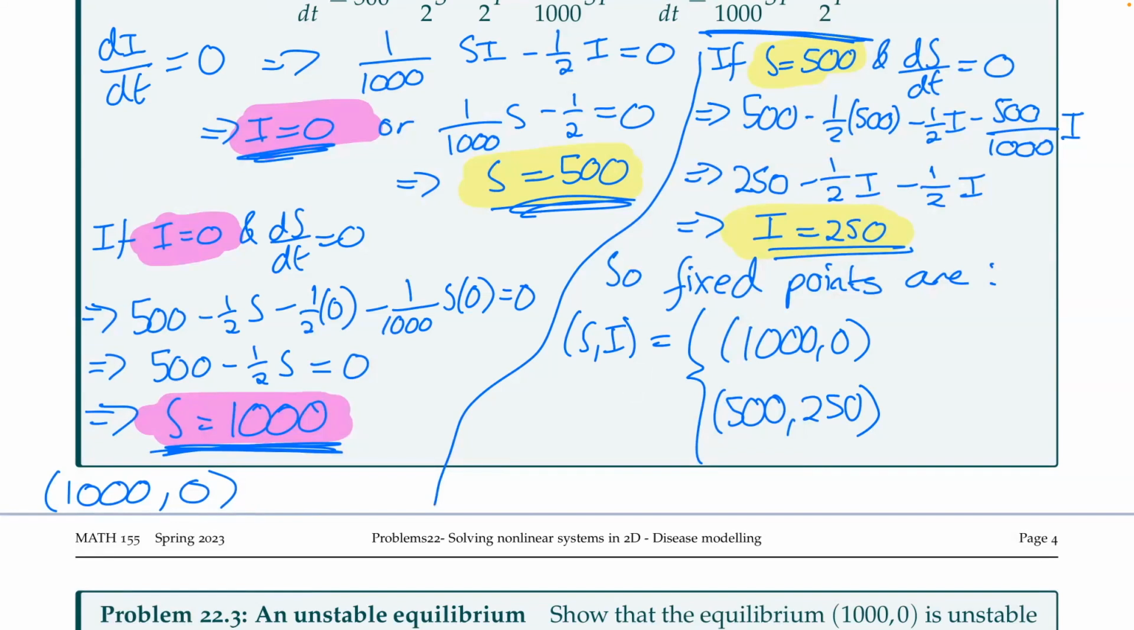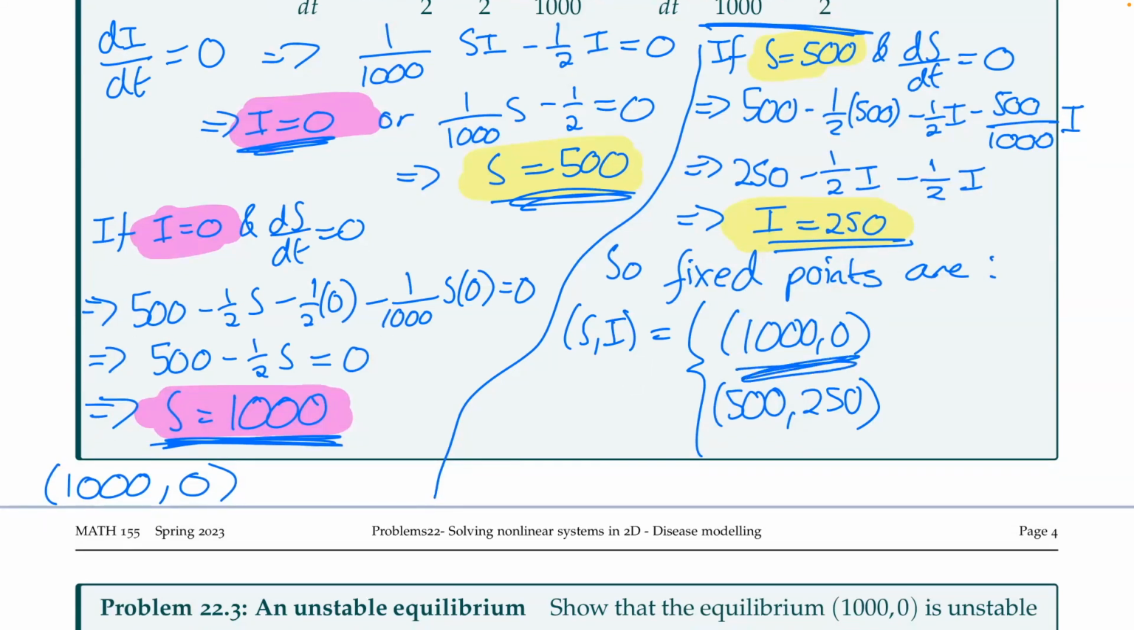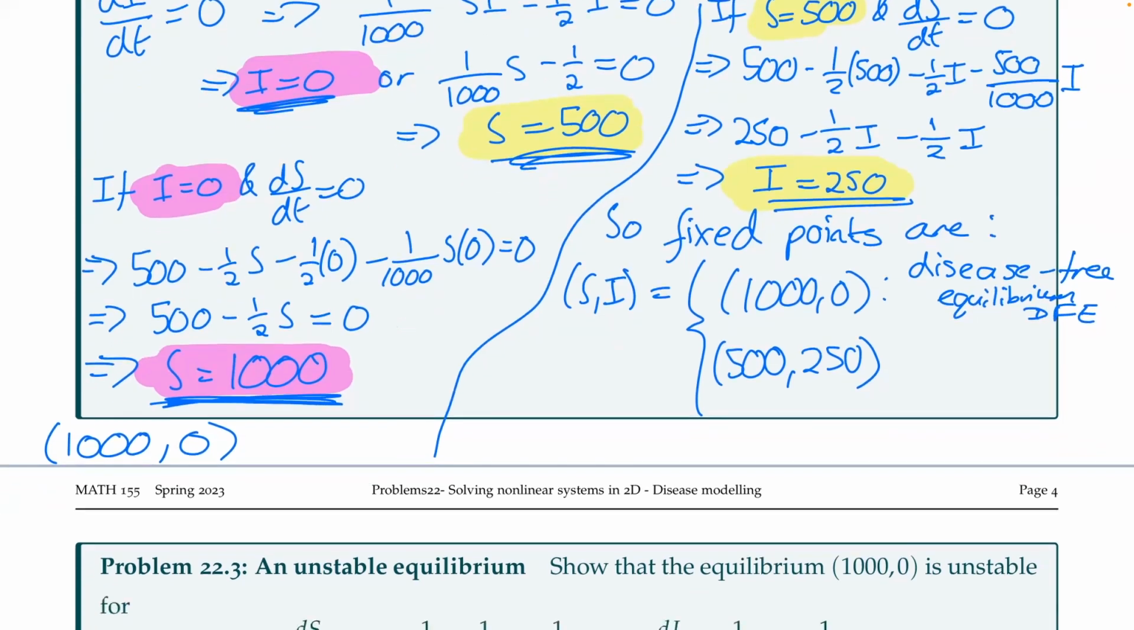Okay, so what's the interpretation of these two things? Well, in this one here, we've got 1,000 susceptible individuals and we've got 0 infected individuals. So this is known as our disease-free equilibrium. I'll sometimes abbreviate that to DFE. Okay, this just means there's no disease in the population. In the second one here, there is disease, and this is known as our endemic equilibrium. The endemic here basically means it's just staying in the population.